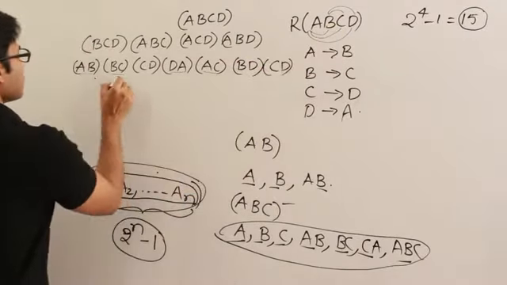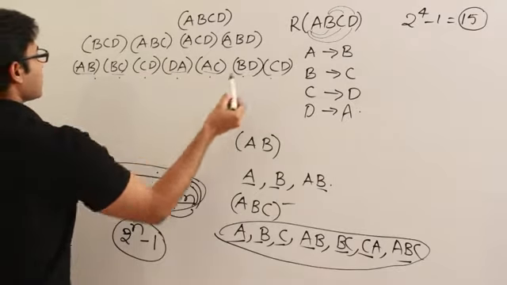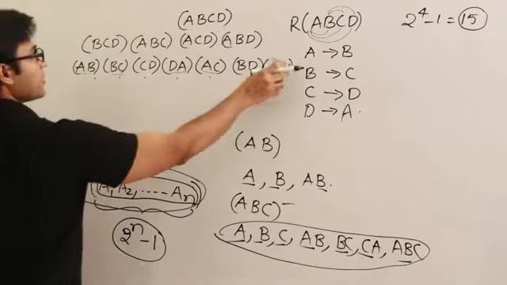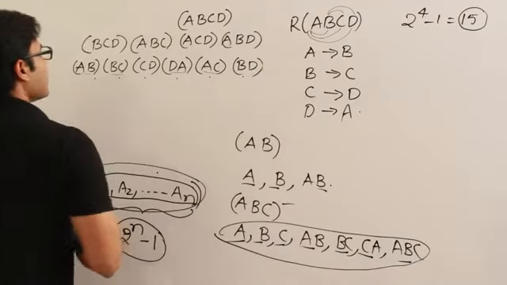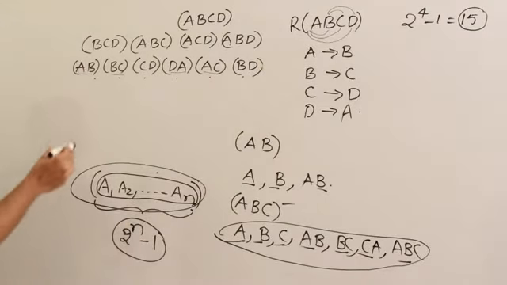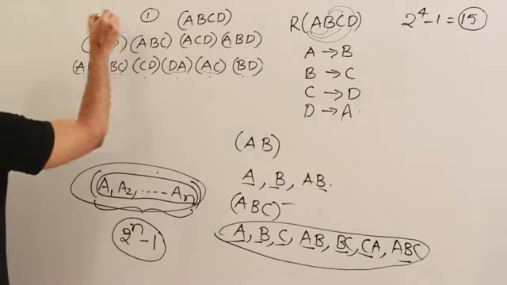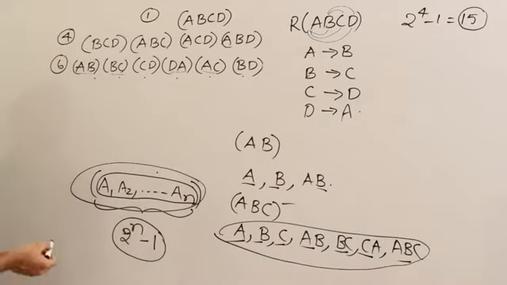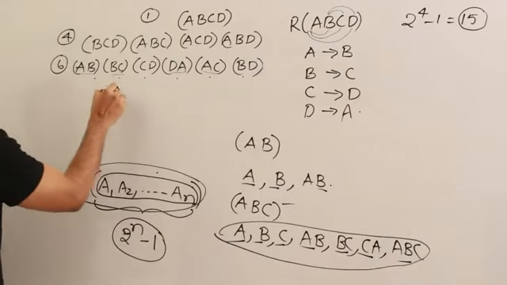Let me check. 1 2 3 4 5 6 7. I'm supposed to get only 6. 4C2 is 6. CD is repeated here. Okay, fine. So 6, right? So here I got 1, and here I got 4, and here I got 6, right? So how many is this? 11 I got.